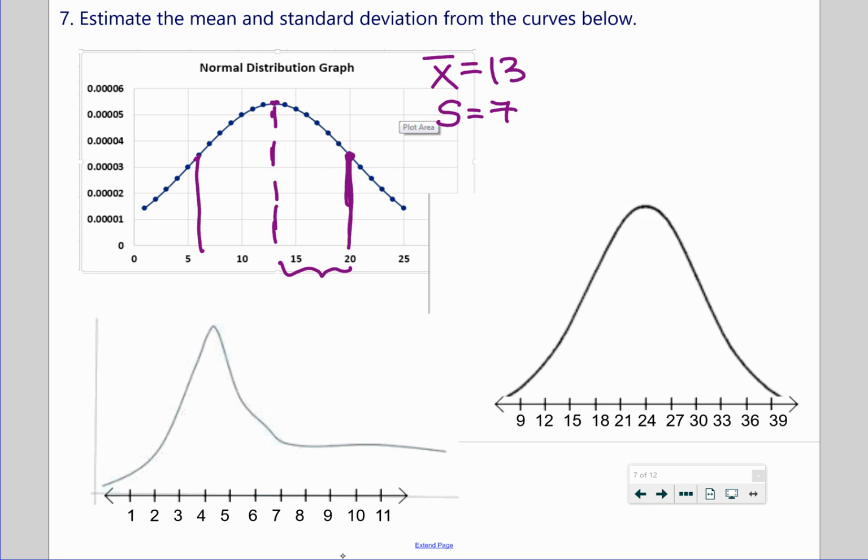All right, let's look at the one on the right there. What do you guys think the X bar would be, the peak on that one?